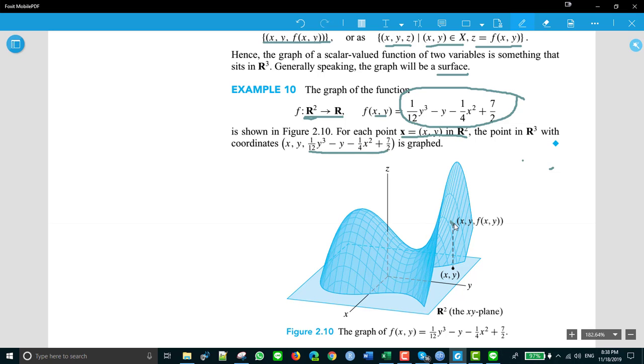Here's the xy, and the point x comma y comma f of xy is somewhere. It's a 3-dimensional object. And then for every other xy in this plane, the input space, we're going to get a scalar output up here, and together that's going to give us a point. So we could get a surface. Apparently, this is the surface that we would get for this particular function.